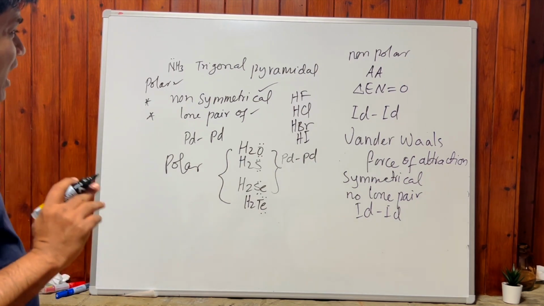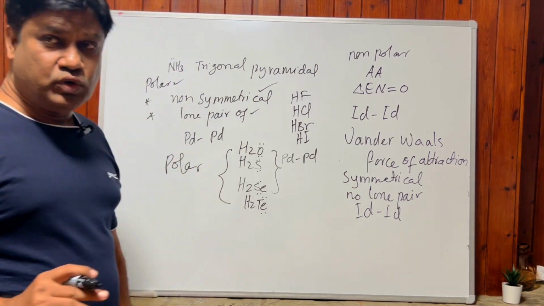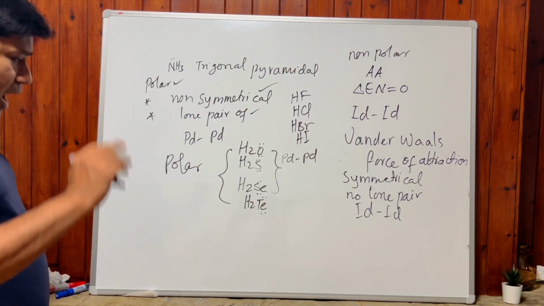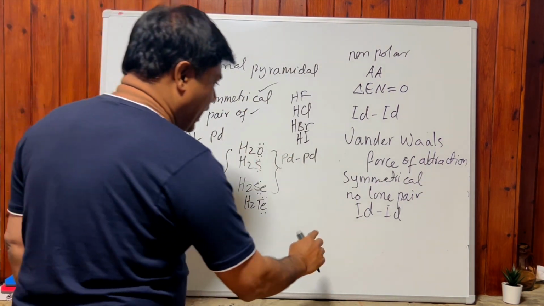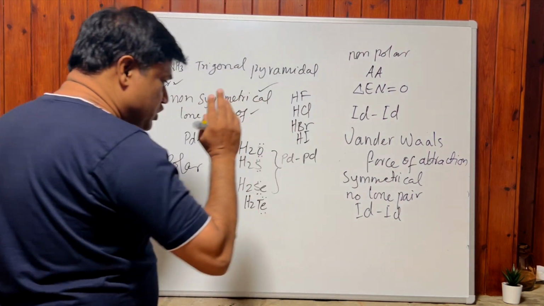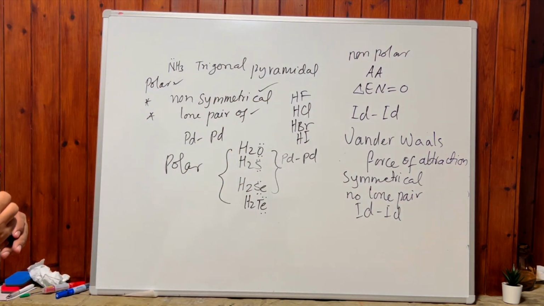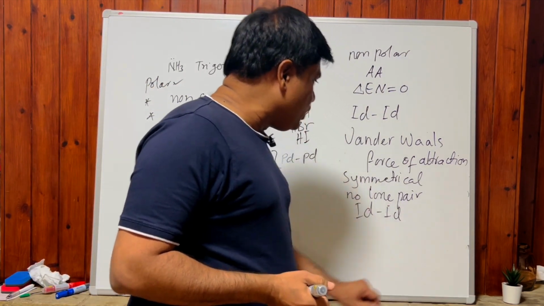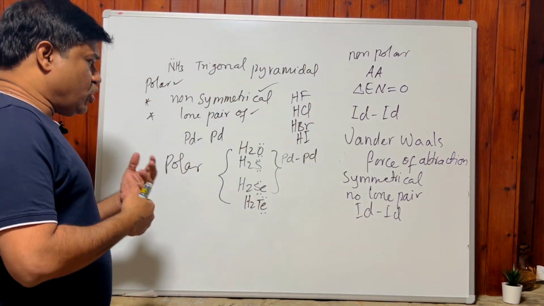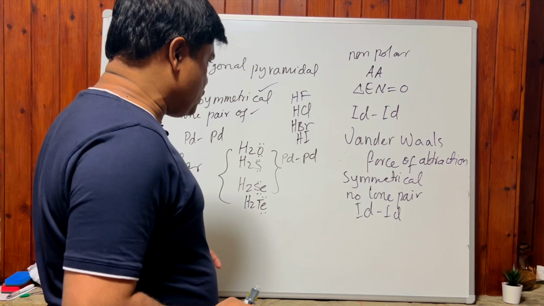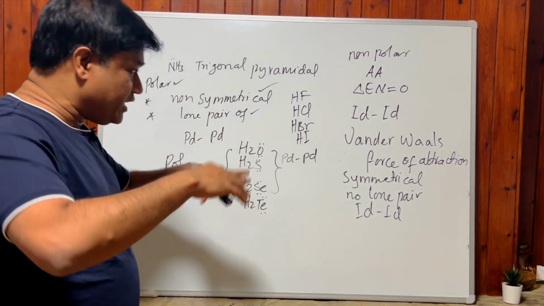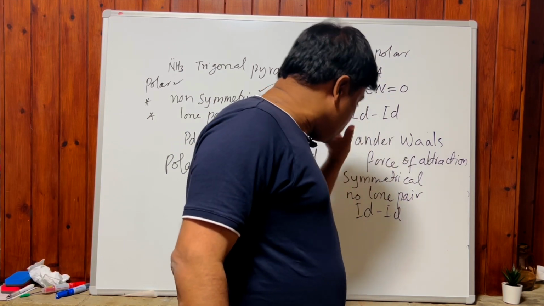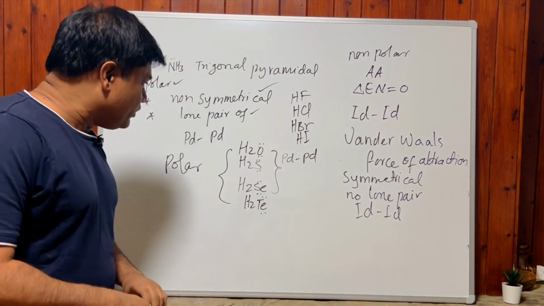And blindly, the rest of the molecules which are symmetrical, with absence of lone pair, they have ID. Induced dipole. The dipole does not exist in the molecule, guys, but because of the oscillation, I will teach you, a dipole is created in that molecule. So that's why it is called induced. It is caused by ID.